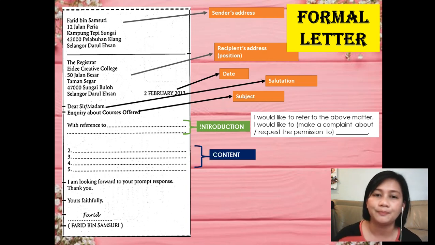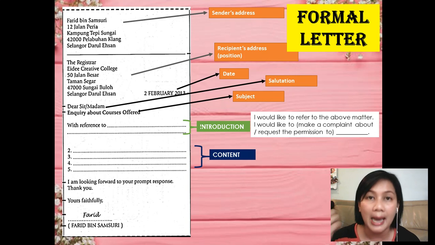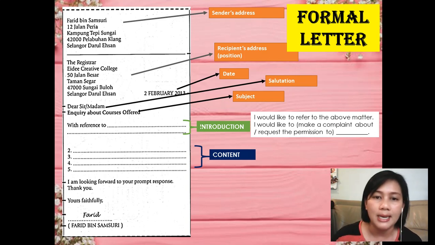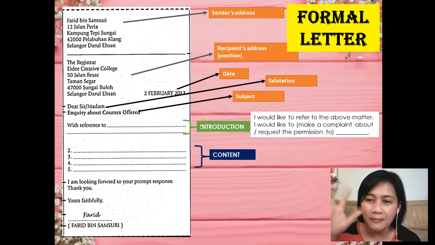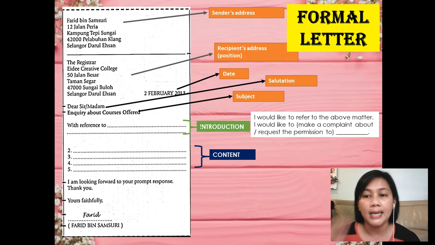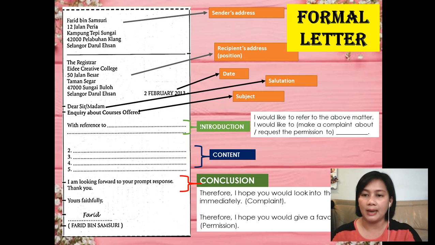And then as usual, the content: go back to the question. I always say read the question line by line, so that you use every single content point in the question by making it a full sentence. And then the conclusion.